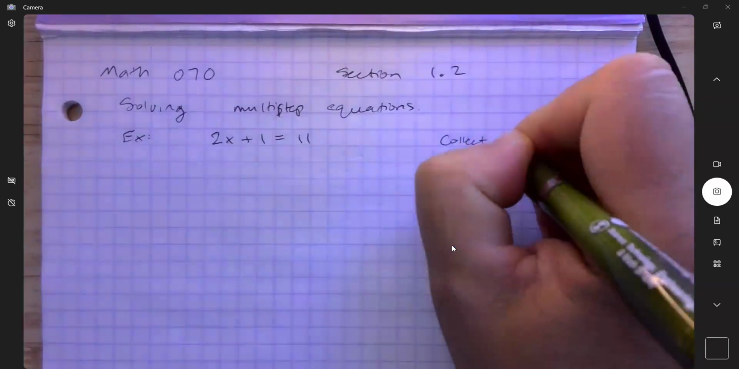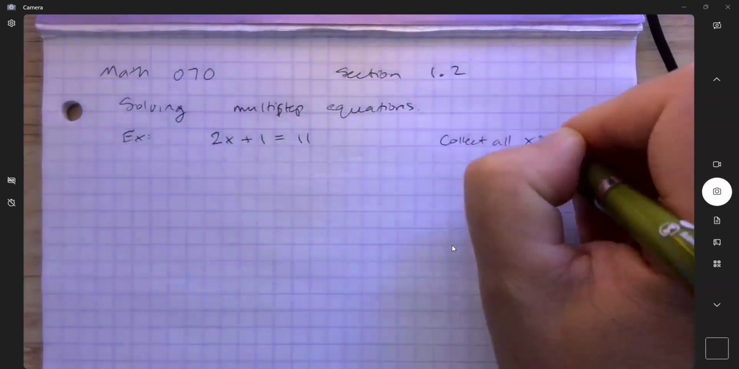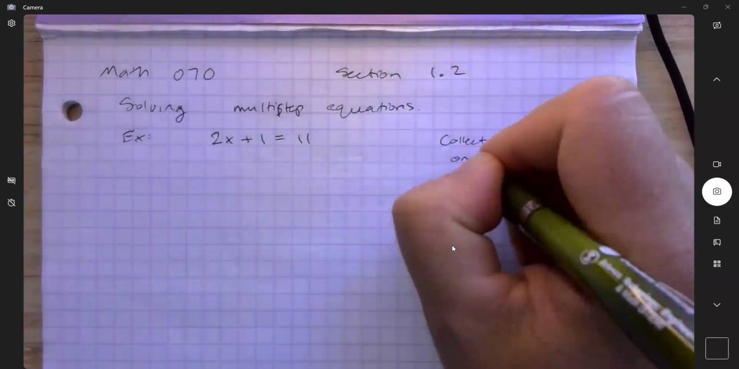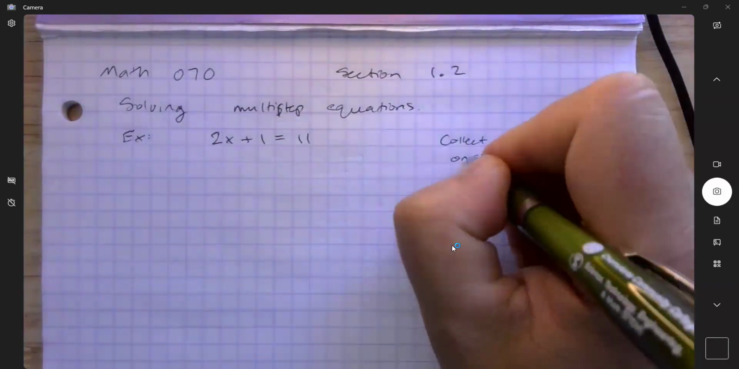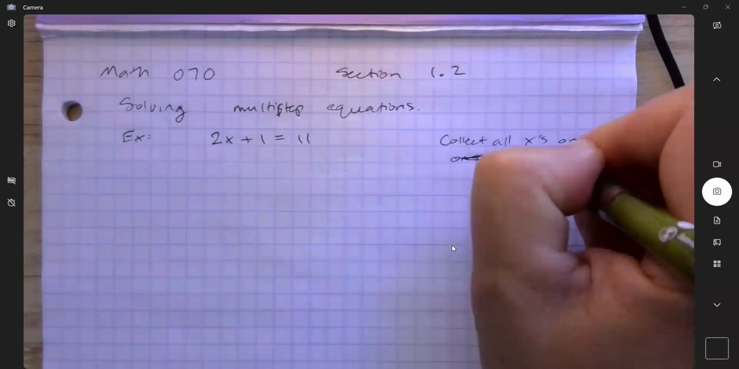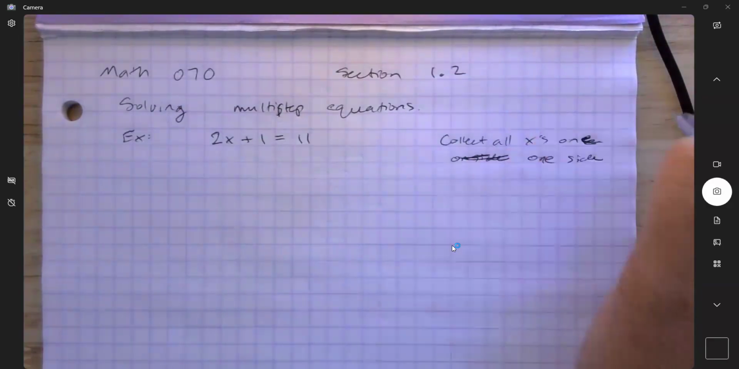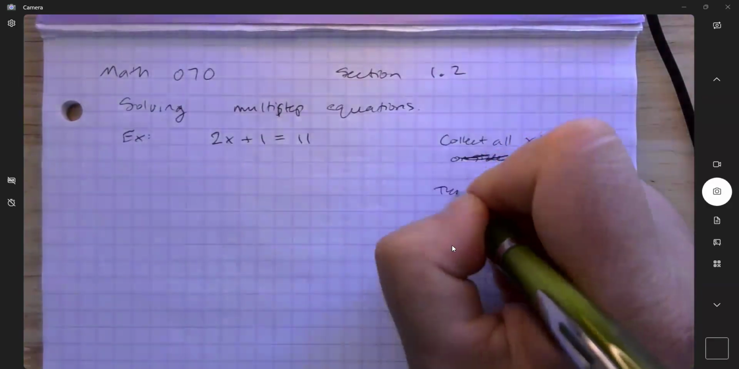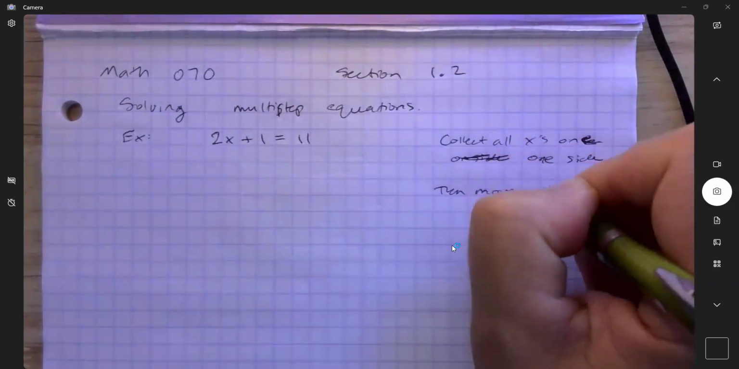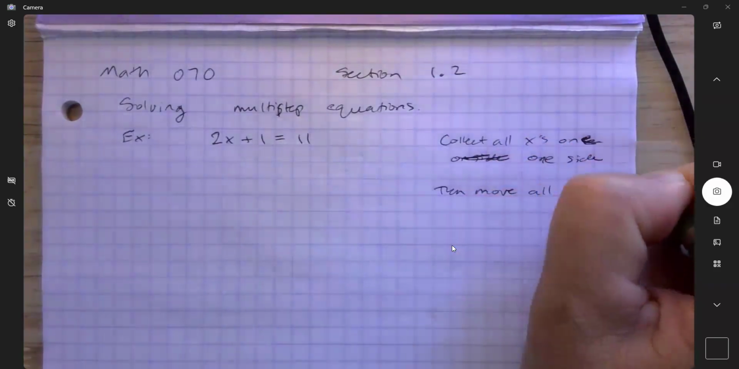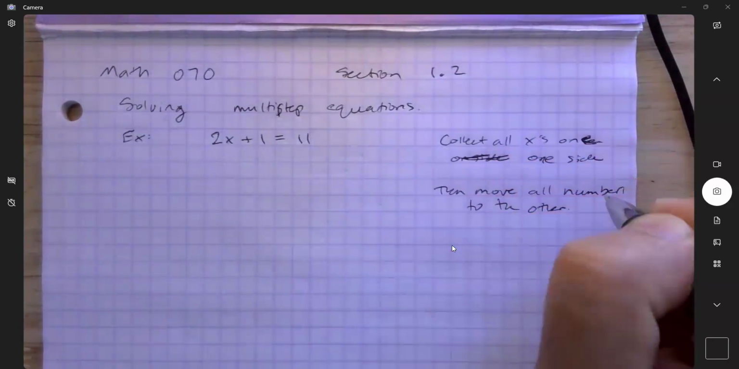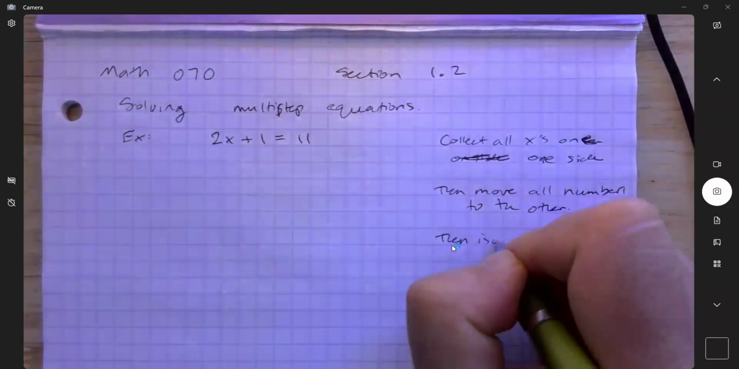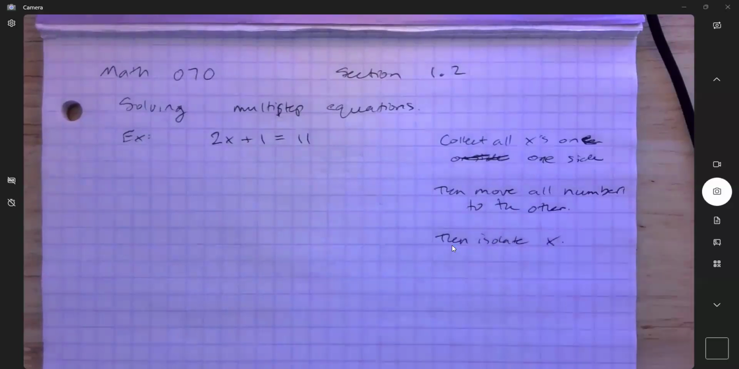collect all x's on one side of the equal sign, then move all numbers to the other, and then isolate the x.